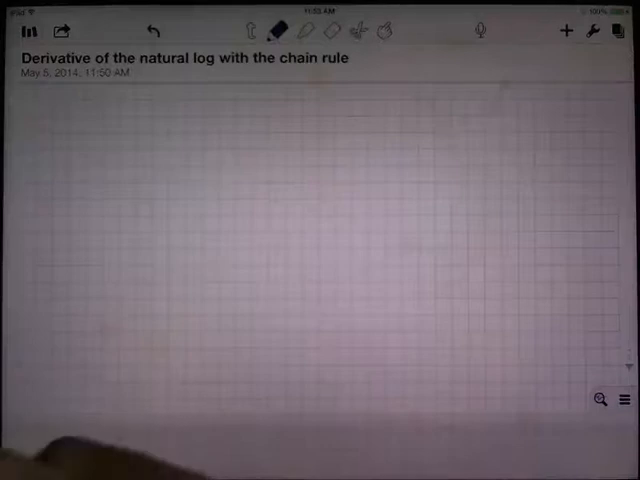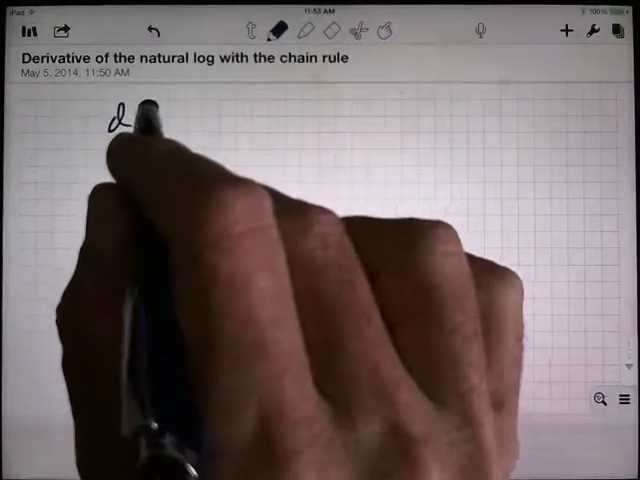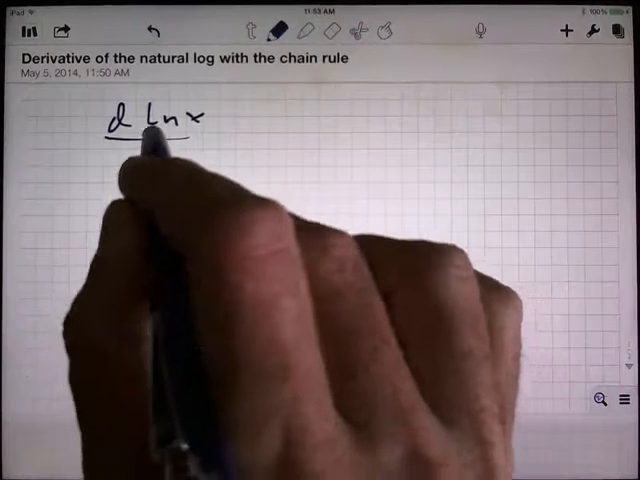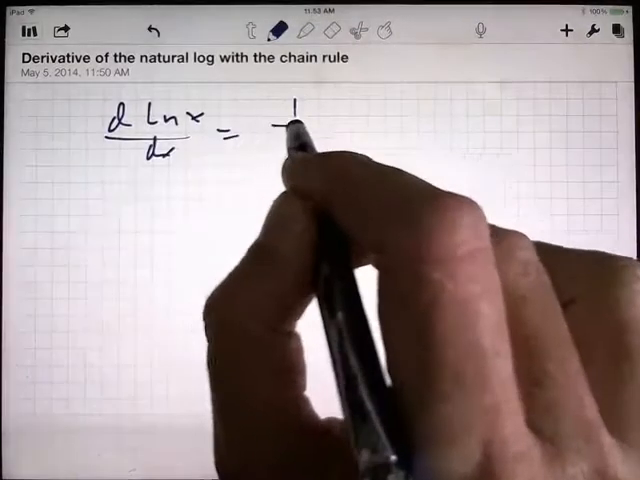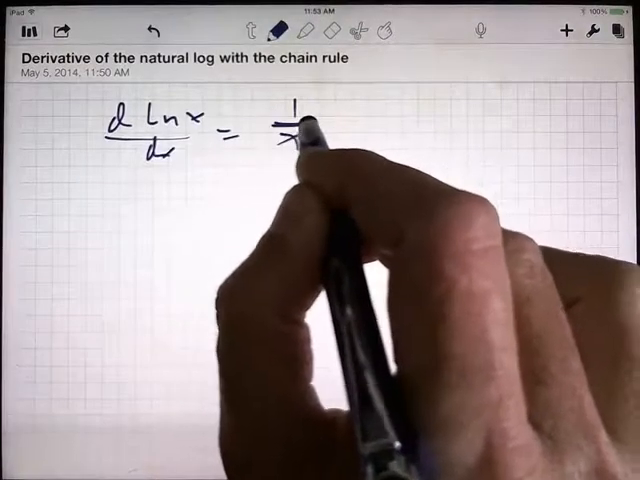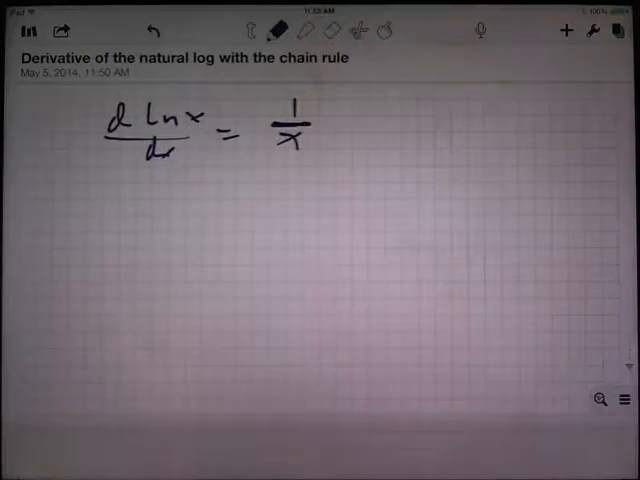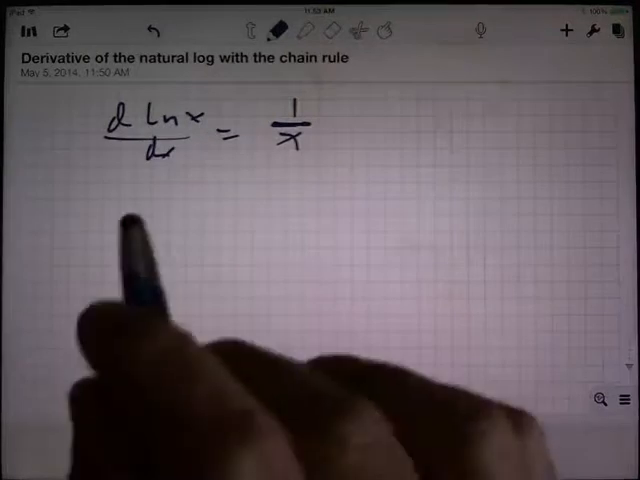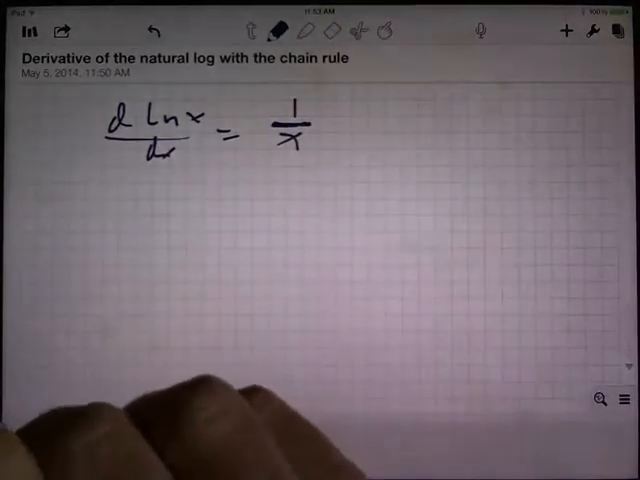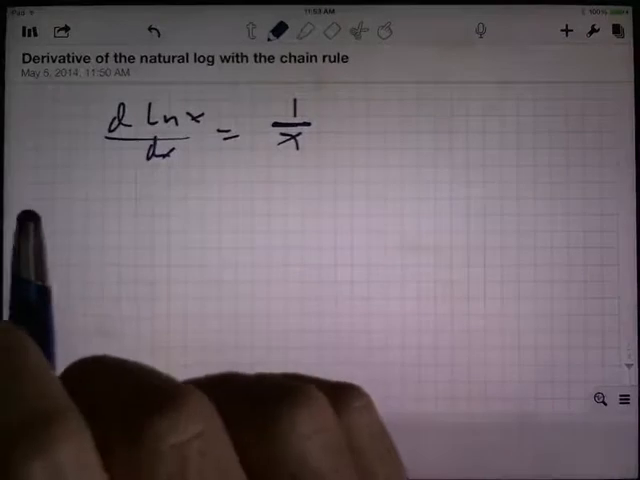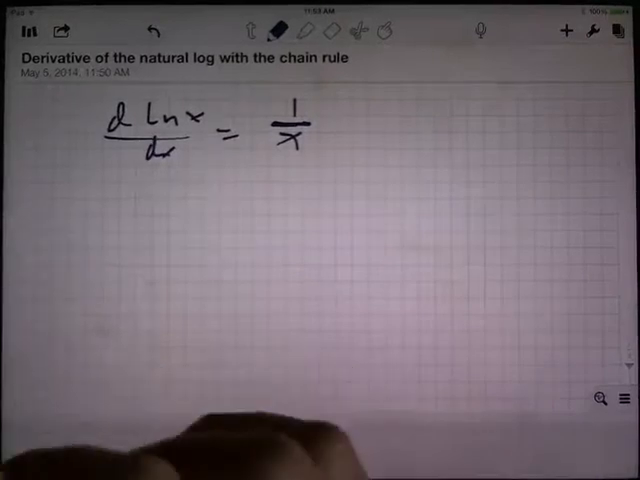We saw in the previous video that the derivative of the natural log function is equal to 1 over x, right? We used implicit differentiation on e to the x, essentially e to the y, and got this result. I want to look at this now in conjunction with the chain rule because it's particularly nice.